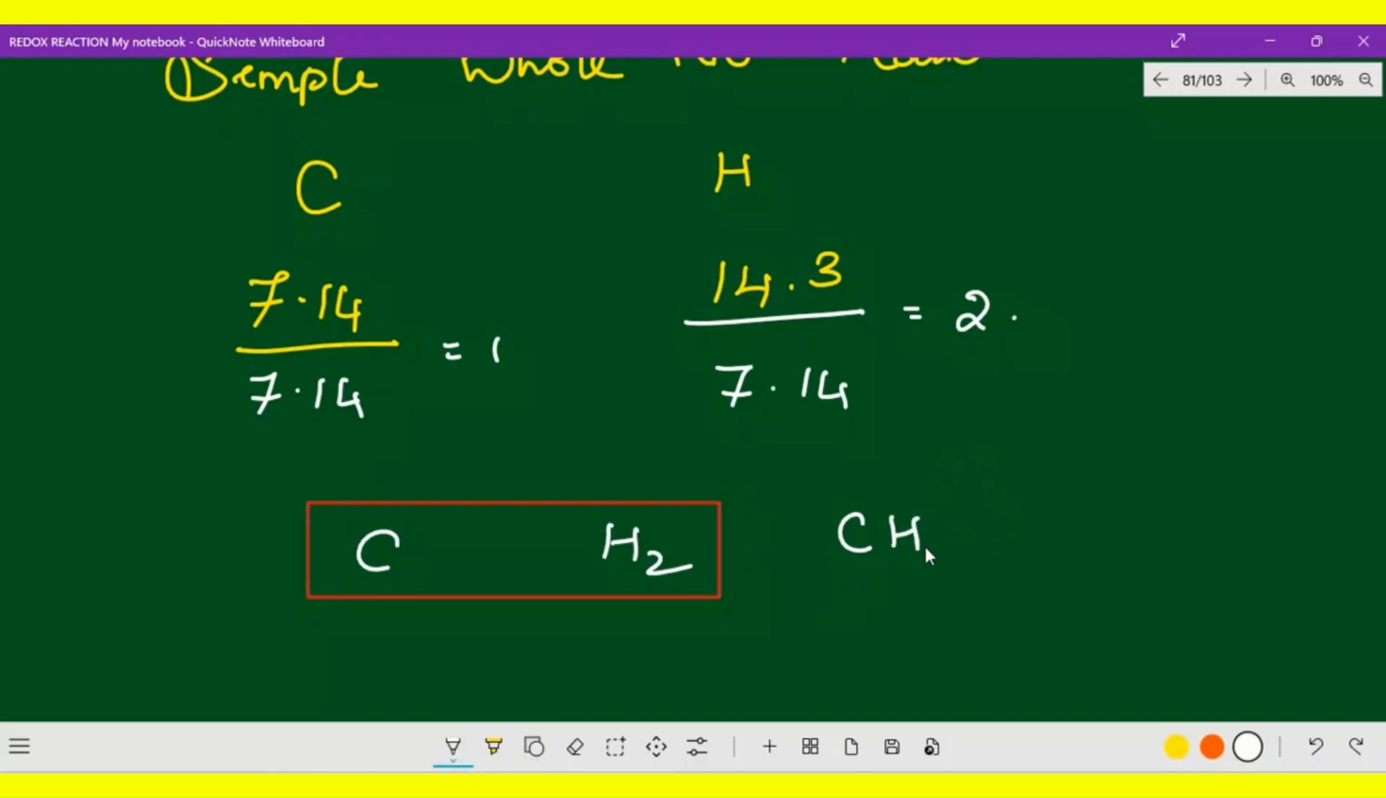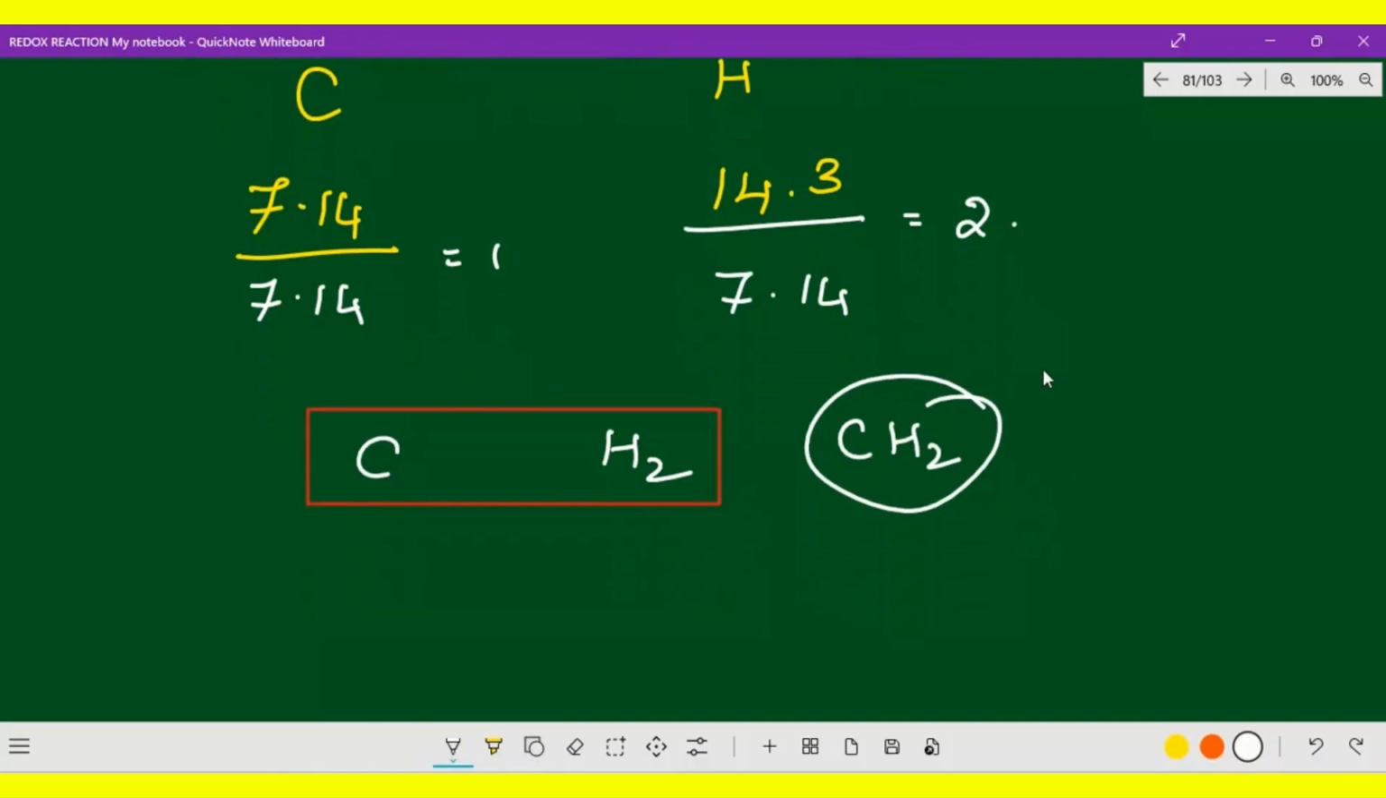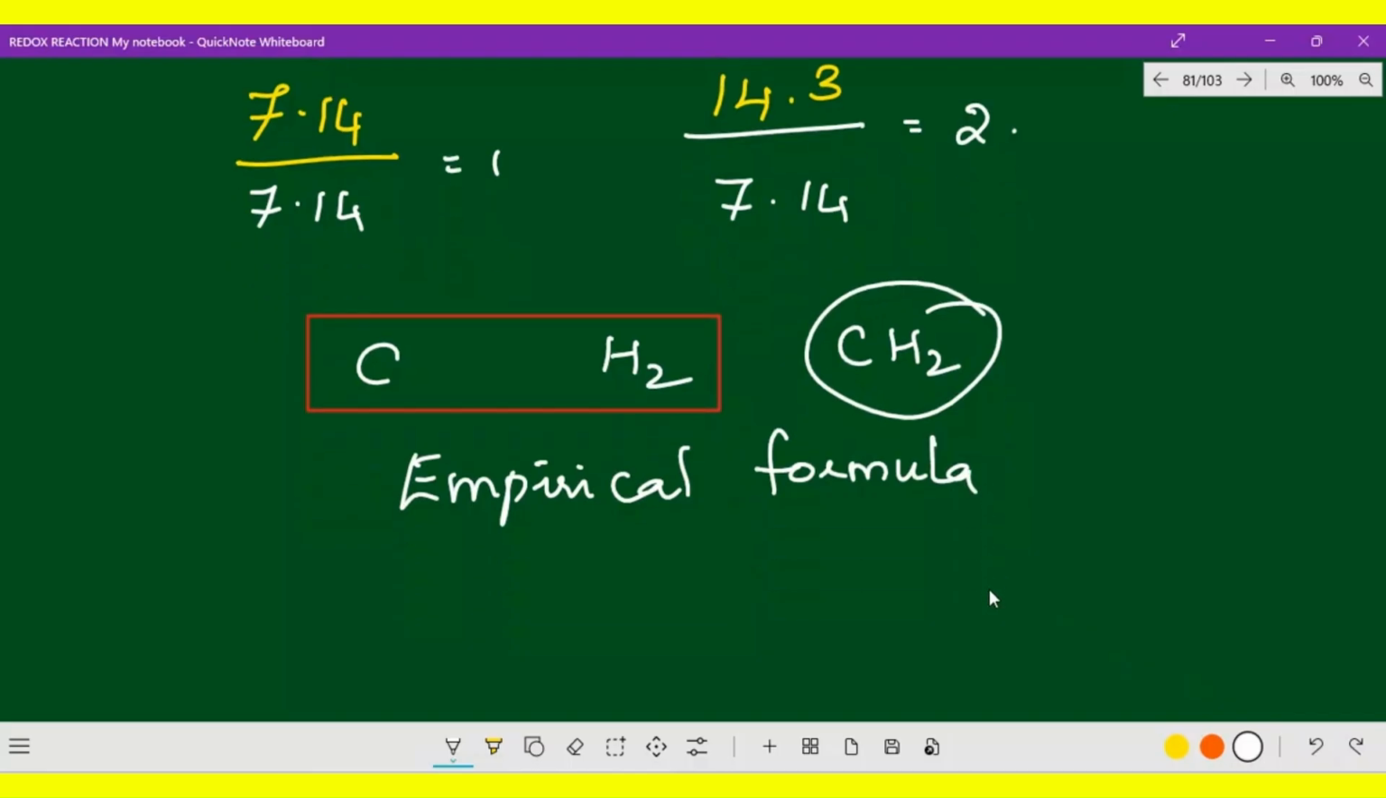So here CH2 is an empirical formula. If you have found the empirical formula, finding the molecular formula will be easy, right? So what is the formula for a molecular formula? If you have to convert for that, it is very simple now.